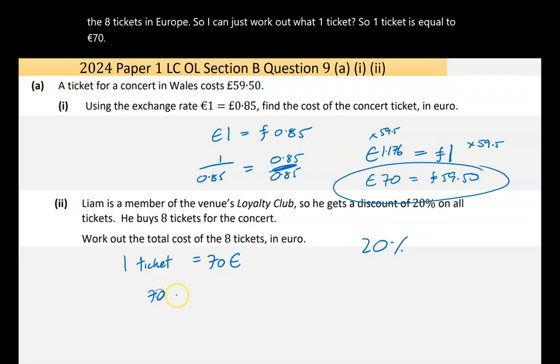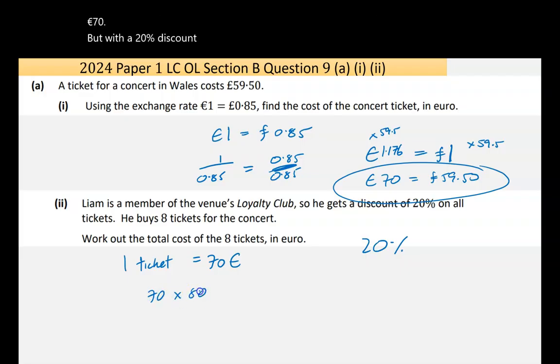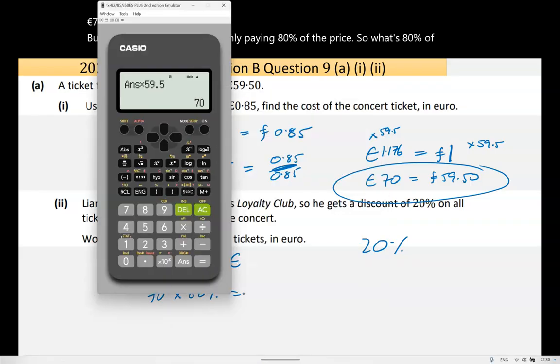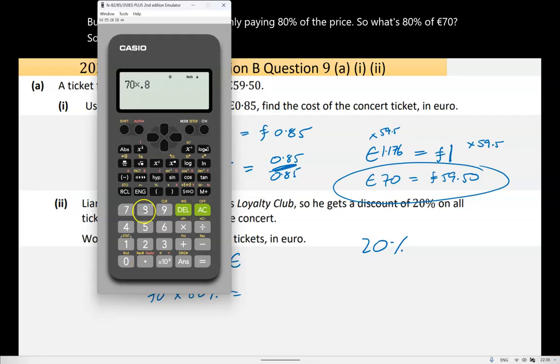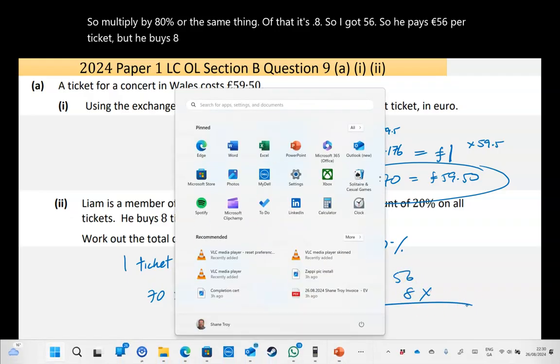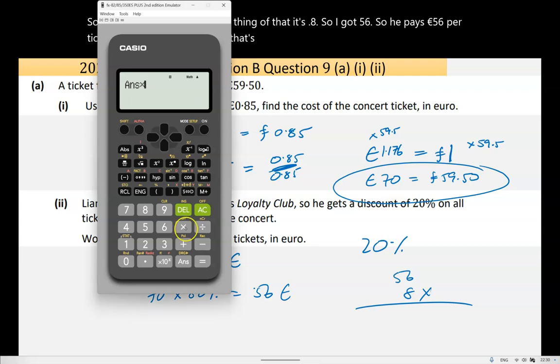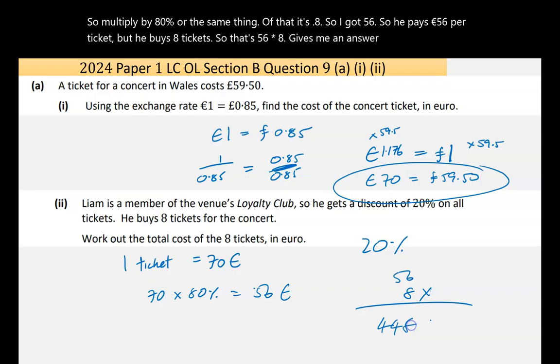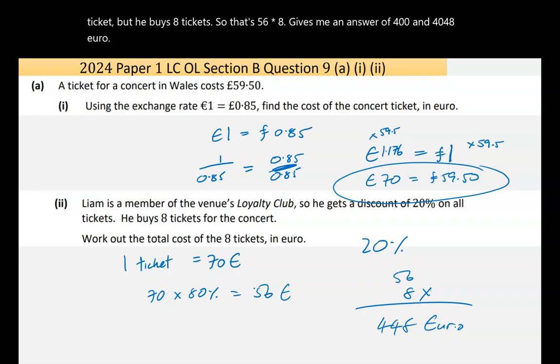But with a 20% discount, he's only paying 80% of the price. So what's 80% of €70? So multiply by 80%, which is the same thing as 0.8. So I got 56. So he pays €56 per ticket, but he buys 8 tickets. So that's 56 times 8, which gives me an answer of €448.